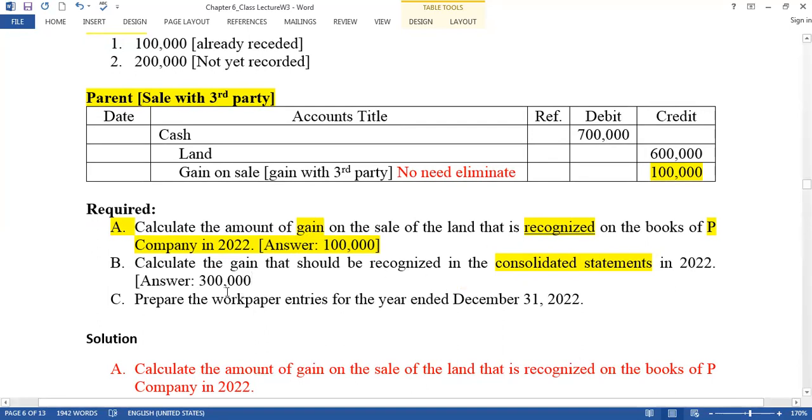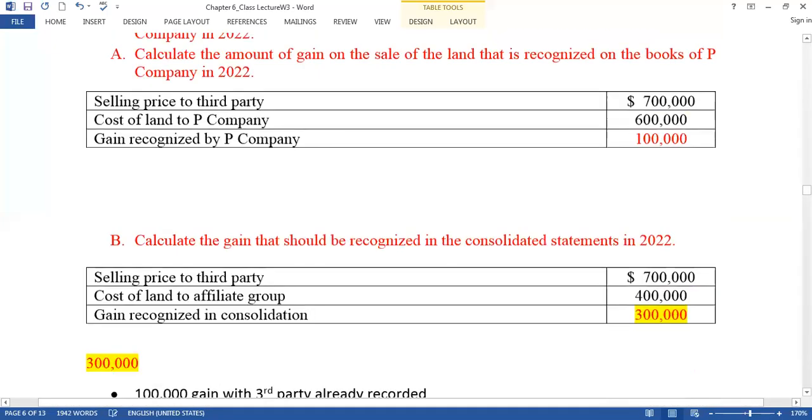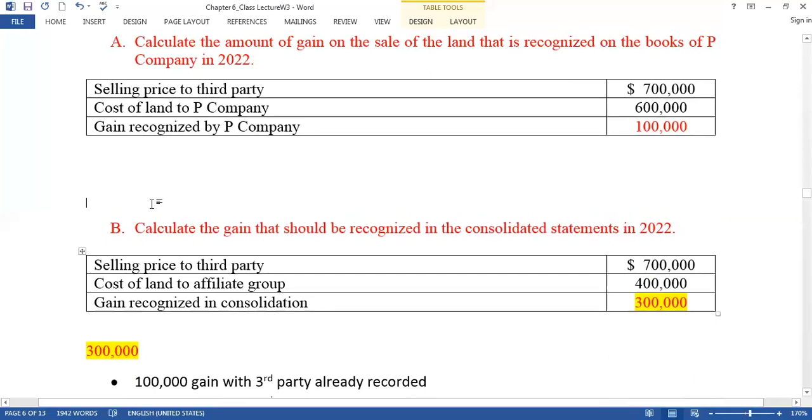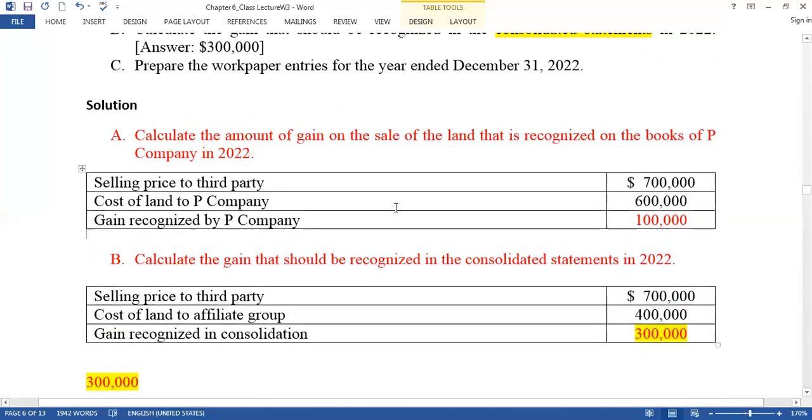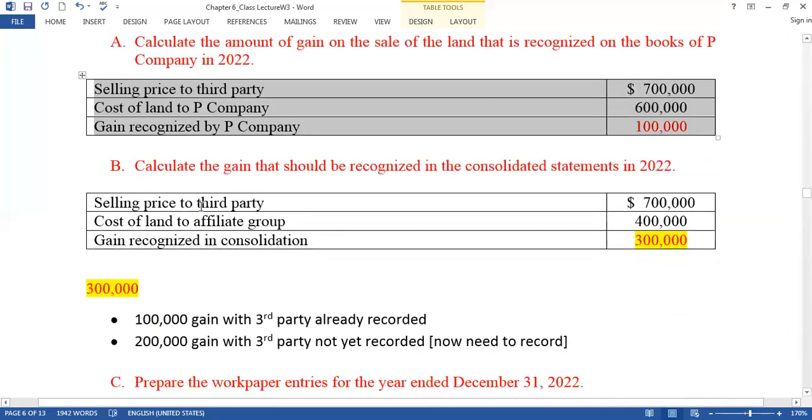So this is the consolidated gain, $300,000. Why? Because it is the sales with third party minus original cost. I show you the calculation here. This is the calculation of A and B. Now you can see, this is the calculation of A and this is the calculation of B. Right?